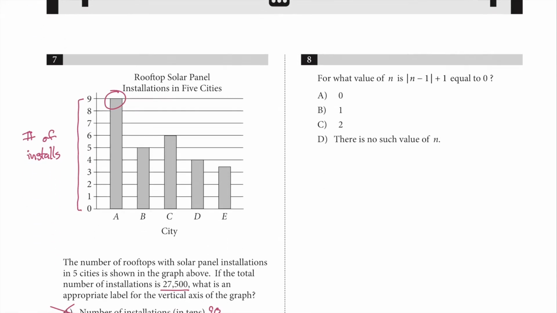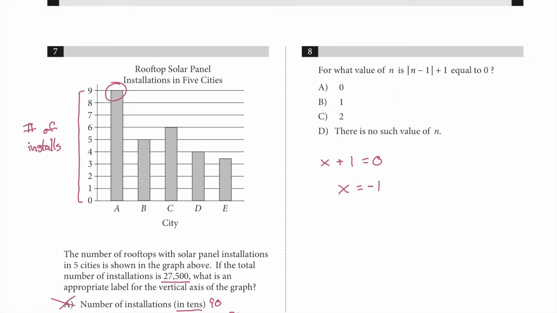8. For what value of n is the absolute value of n minus 1 plus 1 equal to 0? Well, let's say we have some number x plus 1 equals 0. The only way to add 1 to a number and get 0 is if that number is negative 1. So we want to find when n minus 1 is equal to negative 1. And that's when n equals 0.